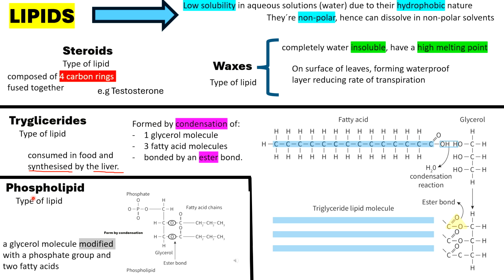Last type, phospholipids. Phospholipid bilayer is another topic that interlinks with this. Now, this is essentially similar to a triglyceride. It's just that this time it is a glycerol molecule modified with a phosphate group, this right here, and 2 fatty acids, not 3, but 2. These 2 right here, 2 fatty acid chains, are bonded by ester bonds again, and then the modified glycerol. Let's have a deeper look into phospholipid.